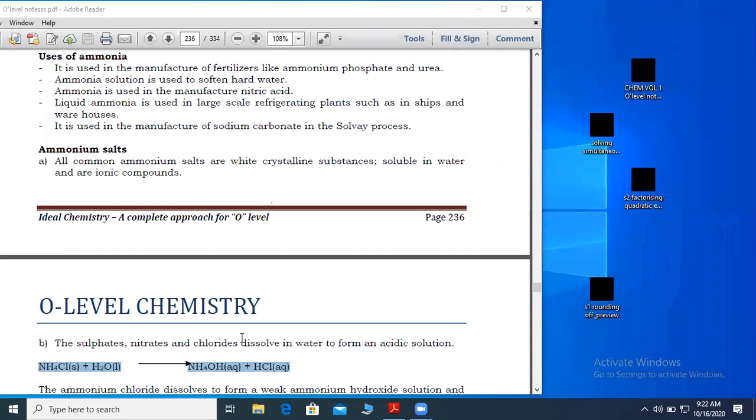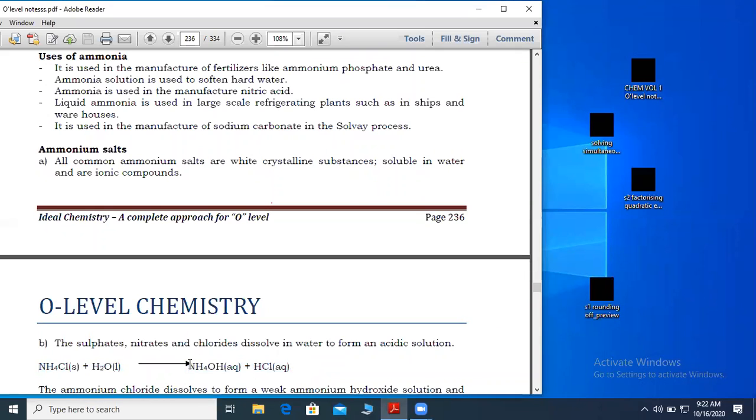Jasmine, can you tell us whether ammonium hydroxide is a weak base or strong base? It's a weak base. Very good. What about hydrochloric acid? Is it a strong acid or weak acid? Strong. Strong. Very good. That's correct.